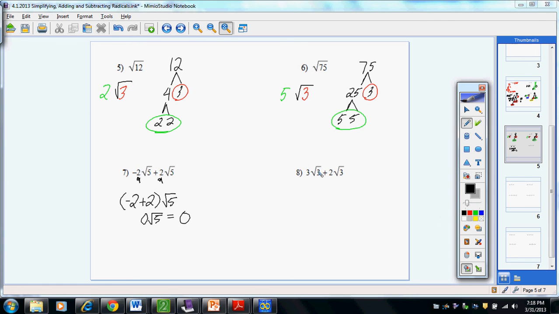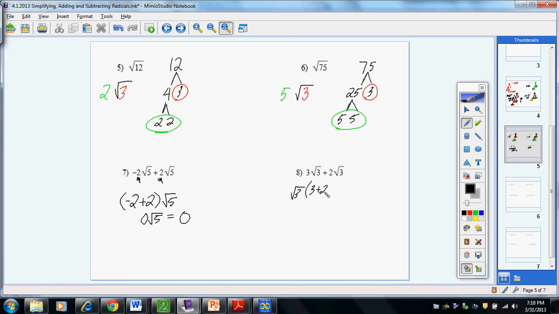Alright, so let's go ahead and factor out the square root 3, seeing that they're like terms because we have the square root of 3 applied to both. And then we're going to have left the 3 plus 2, which is going to be 5. So we have 5 square root 3.